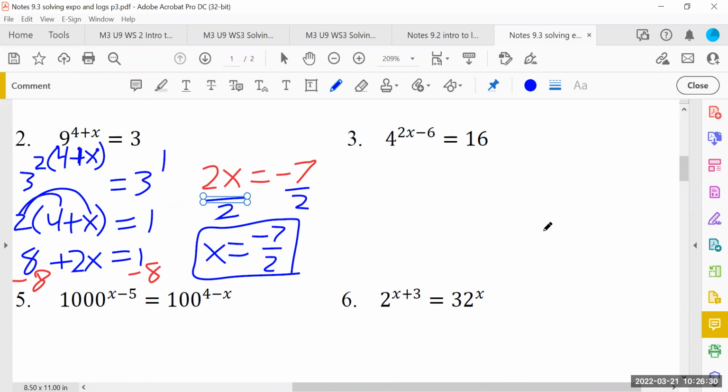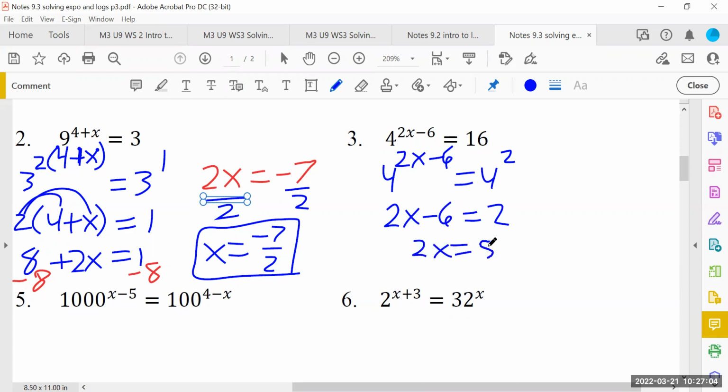Number 3, 4 to the 2x minus 6 equals 16. I have 2 options for this one. I can either write this as 2 to a power on both sides, or probably easier to just write the 16 as 4 squared. As long as the bases match, I'm fine. So 4 to the 2x minus 6 equals 4 squared. Set the exponents equal. 2x minus 6 equals 2. Add 6. 2x equals 8. Divide by 2. X is 4.